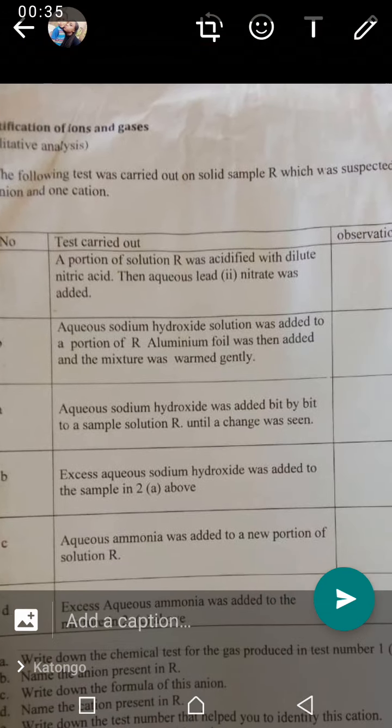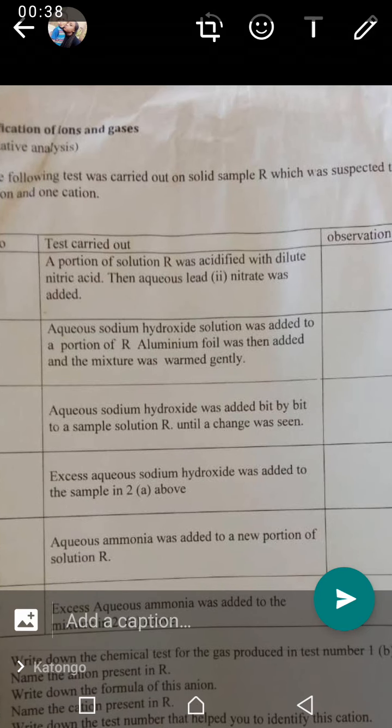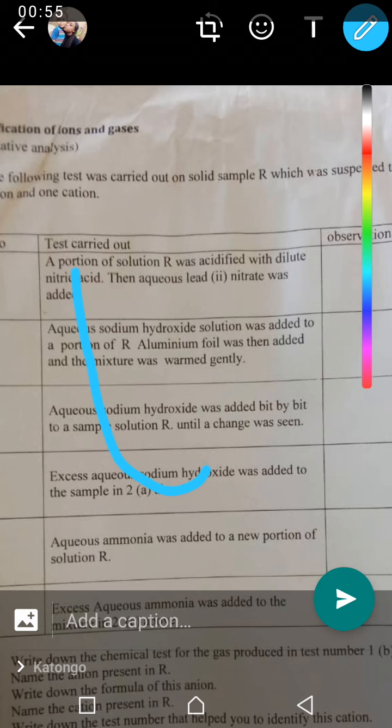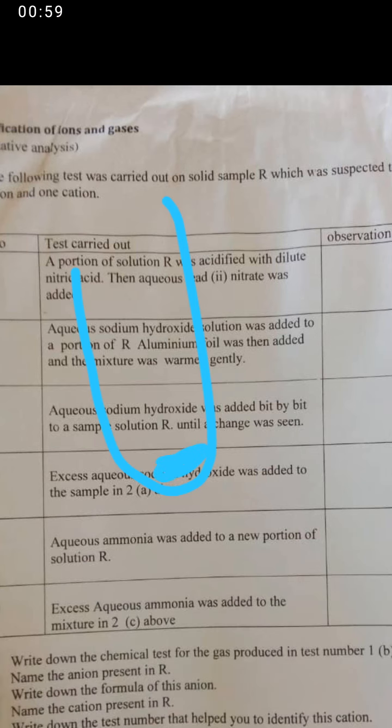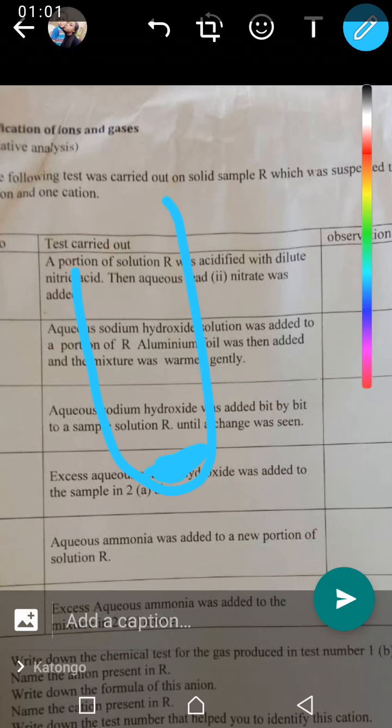the question is simple. It's saying a portion of solution R was acidified with dilute nitric acid. Then aqueous lead nitrate was added. So it means you're going to find test tubes in the lab. For example, the test tube looks like this, okay? And then what is in the test tube here? It is a portion of solution R.